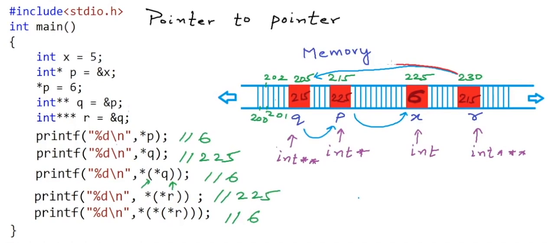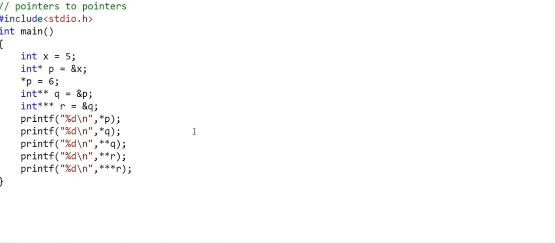From r we are using one asterisk operator and we are able to go to q, then we are using the asterisk operator twice and we reach p, and then we are using the asterisk operator thrice and we reach x. Let's make some more changes in this code and run this in a real compiler. So what I'll do here is I'll write a statement like this, and then after this statement I'll print the value in x.